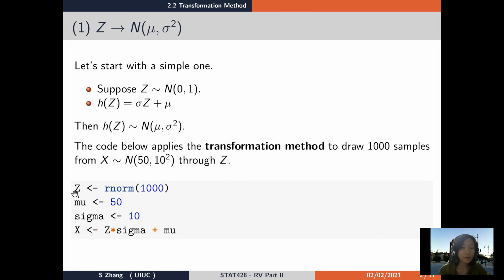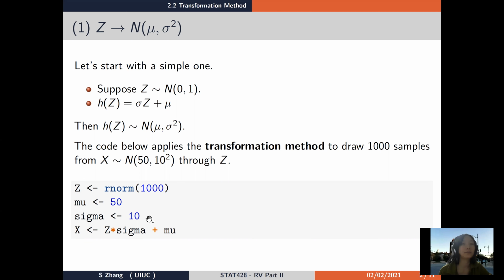Here, we first sample the standard normal random variables. Let's call it the vector z, which contains 1000 draws from the standard normal distribution. Again, we use the rnorm function in R to implement this. We're not supplying the mean and standard deviation parameters inside this function, so by default, it assumes that the mean is 0 and the standard deviation is 1.